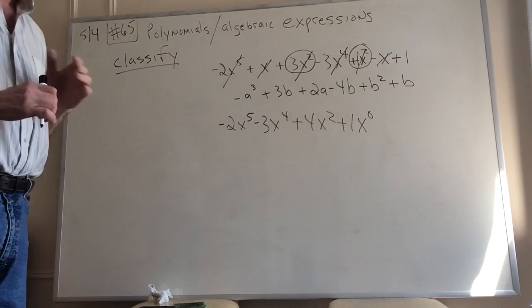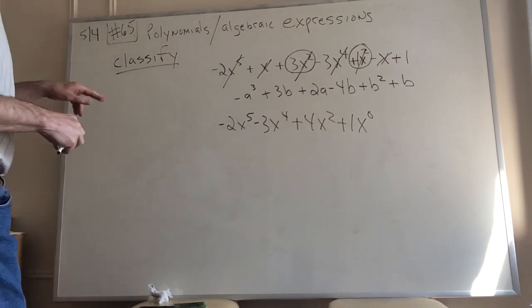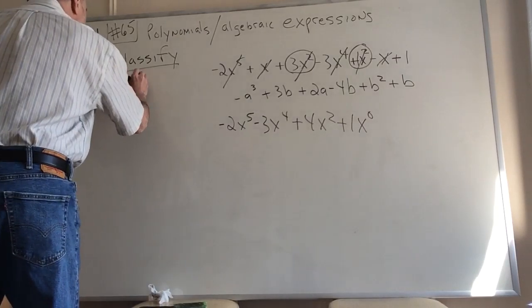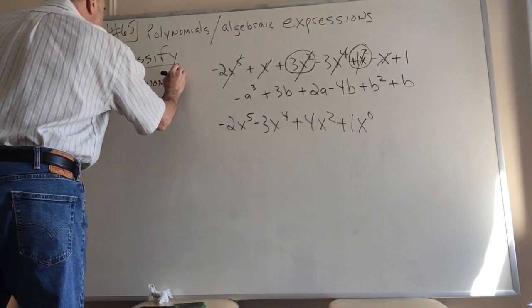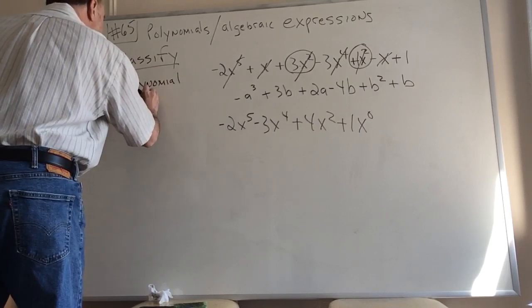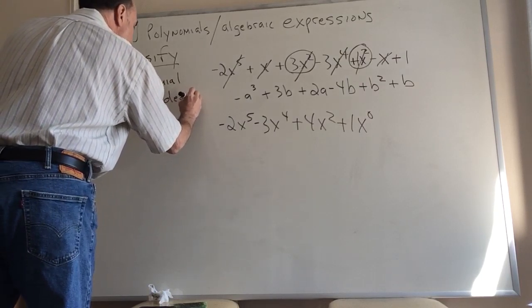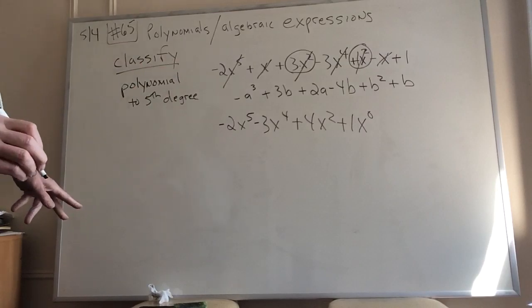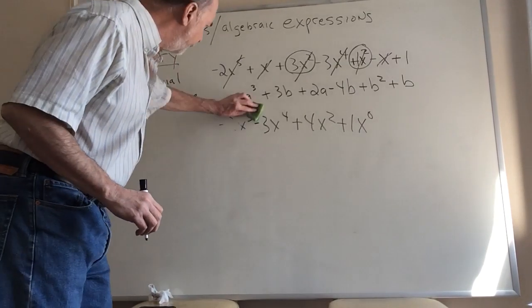So what's the answer? Let's pause for a second. I'm classifying it now. This is a polynomial to the 5th degree. And that's the answer. That's the correct answer. Okay? There's nothing else we can do with this particular problem here. Now, again, I'm experimenting with this board.